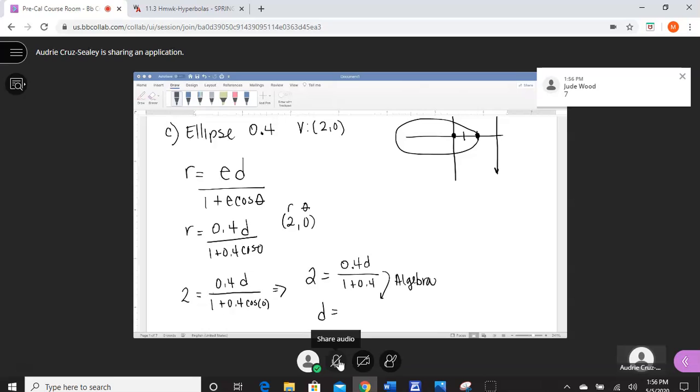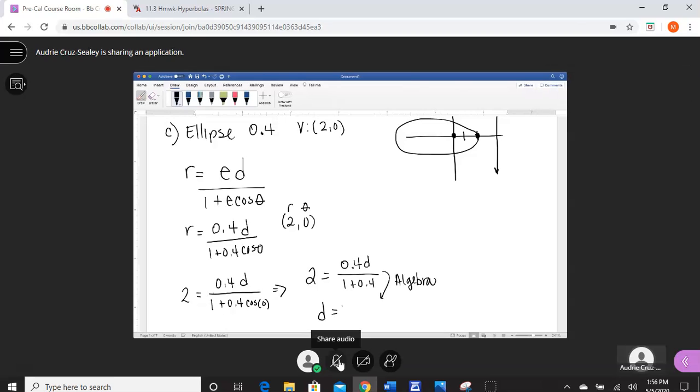Yeah, I got that too, Jude. Thank you. So D is 7. Is everybody okay with that? D is 7. So then you get R equals, I'm going back to here, R equals, E is 0.4. What is 0.4 as a fraction? Someone change that into a fraction for me. 2/5?